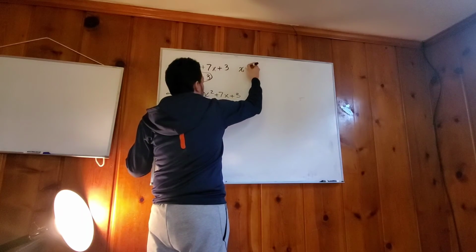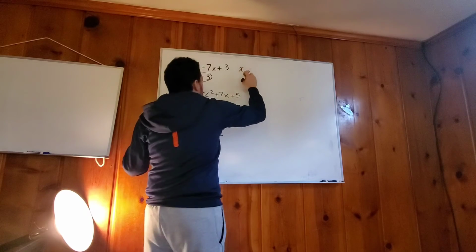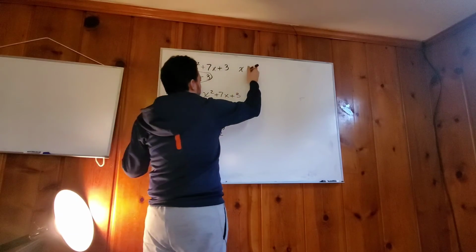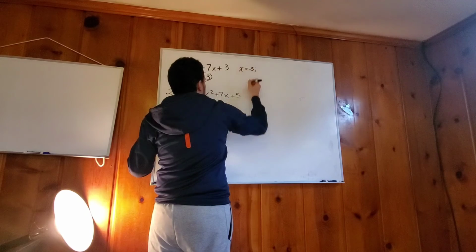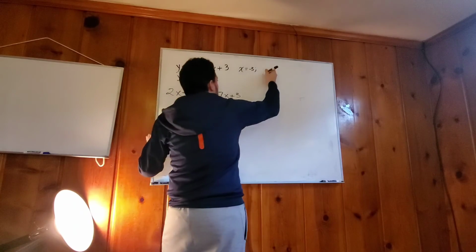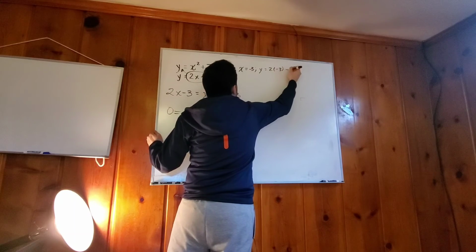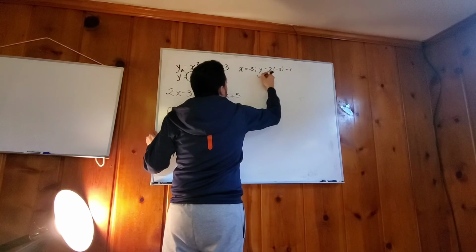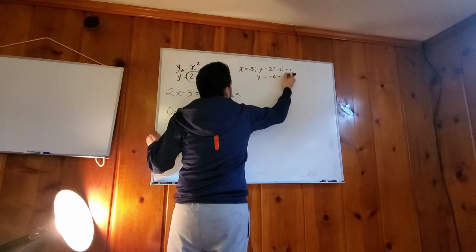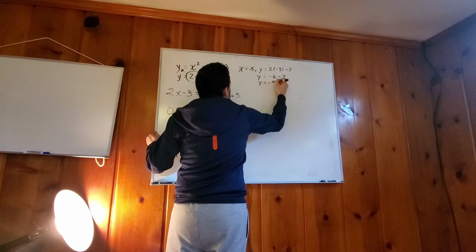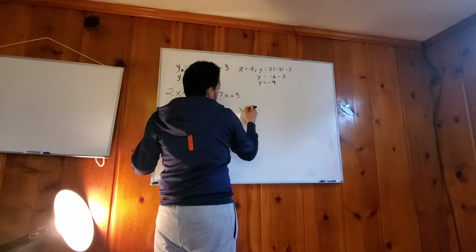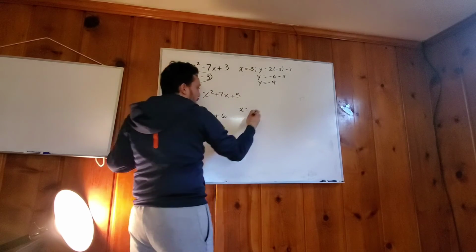It's just so much easier to deal with linear than quadratic. So yeah, don't use quadratic when you're doing this. You're going to get super confused. So y equals 2 times negative 3 minus 3. Y equals negative 6 minus 3. Y equals negative 9.